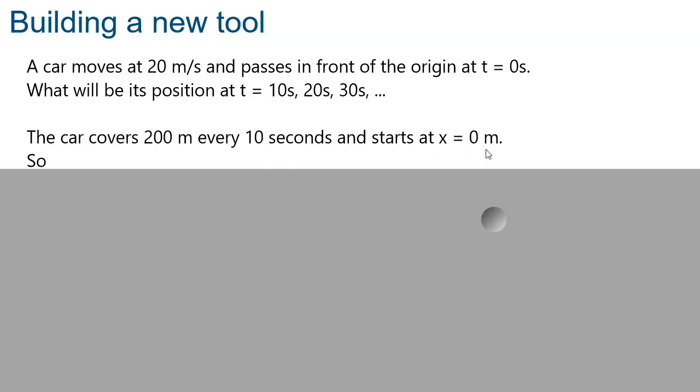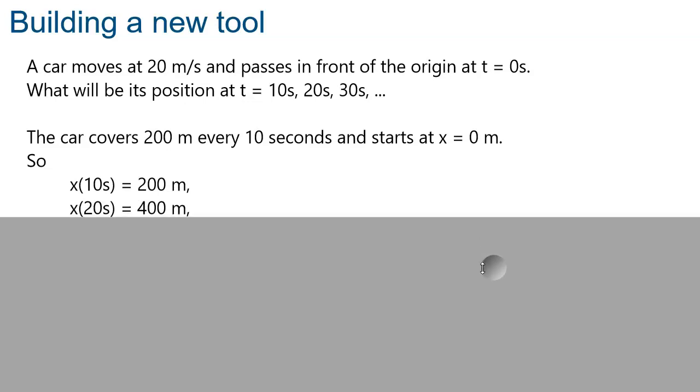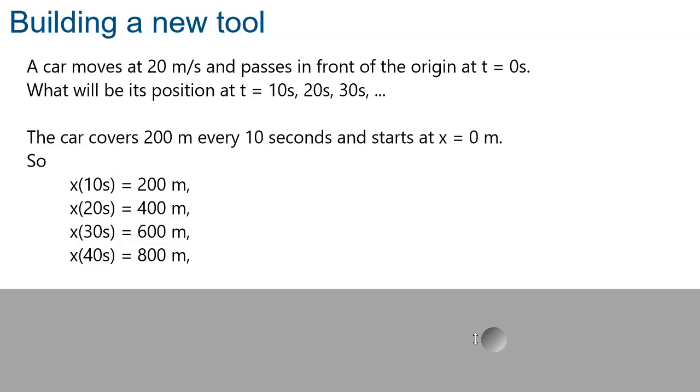And since it starts at 0 meters, we know that after 10 seconds it will be at 200 meters, after 20 seconds it will be at 400 meters, and so on. So we increase by 200 meters for every 10 seconds.